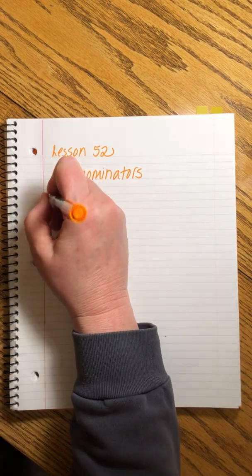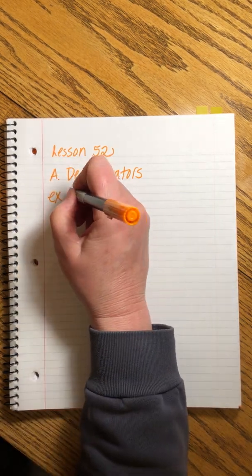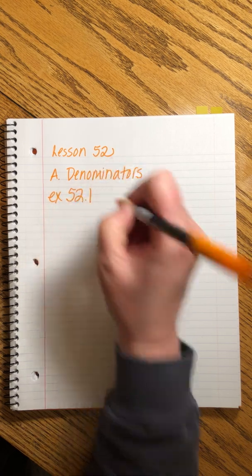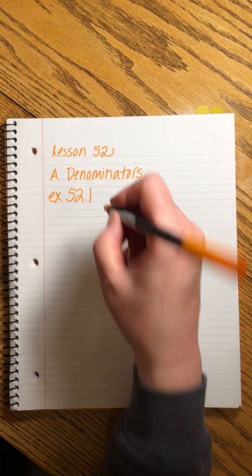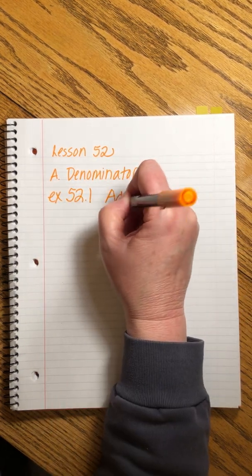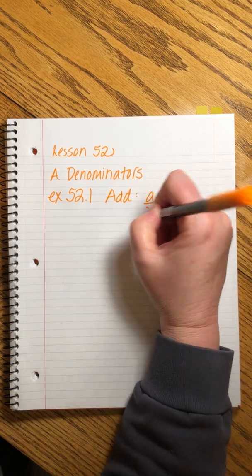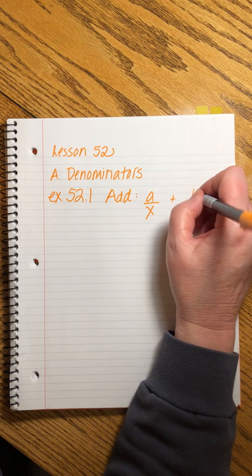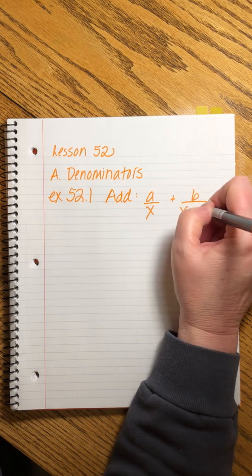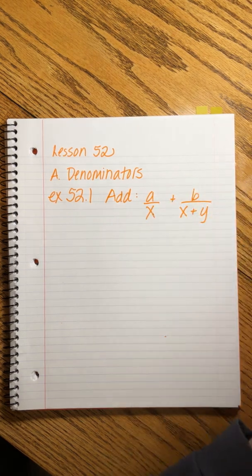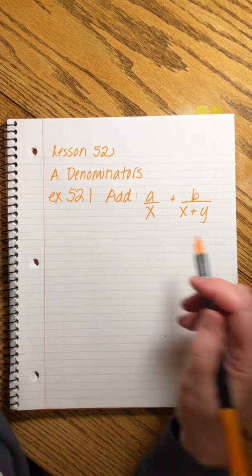Here's an example. I don't like to talk too much. I'd rather just do a problem because I think it's easier to explain when you can see what the numbers are doing. We are told to add. And here's what we're adding. Now, here's an annoying fact of the day.